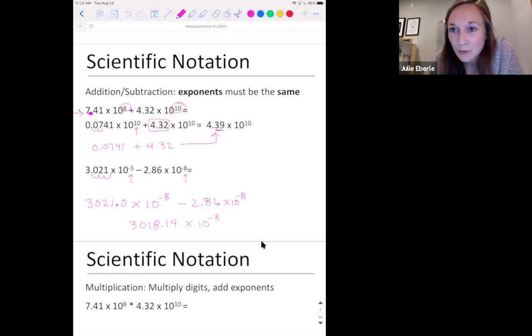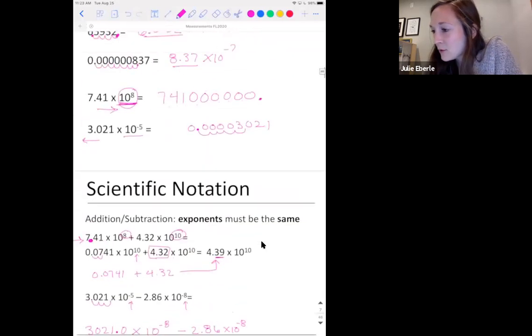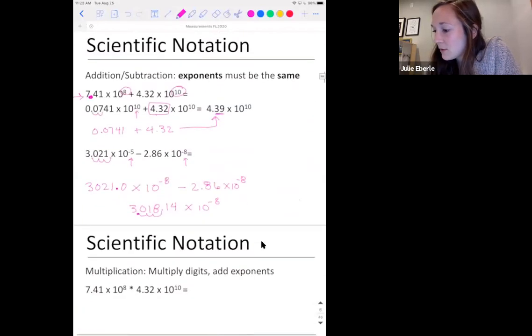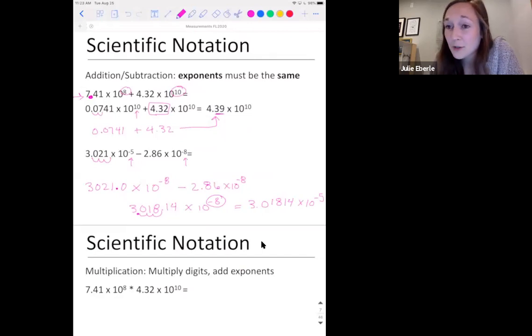Now, again, we do want this to be a number that is between 1 and 10. So I'm going to move the decimal 1, 2, 3 places back to the left. And what happens when you move it to the left? Let's go check our rules. The exponent increases. It'll go back to negative 5. So it would be 3.01814 times 10 to the -5.